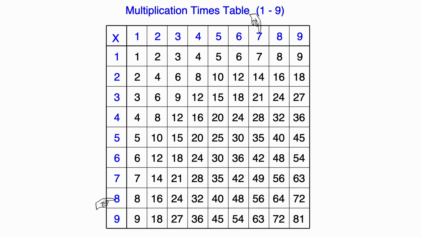Place the pointer finger of your left hand on the blue number 8 on the left side, and the pointer finger of your right hand on the blue number 7 along the top. Slide your fingers until they meet. The number that they land on is the product, so 8 times 7 equals 56.